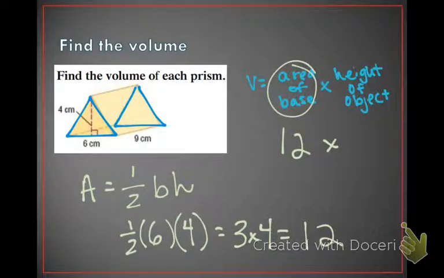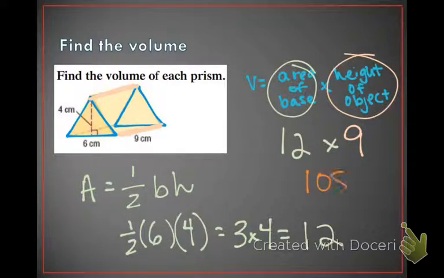And then the height is what pushes those two triangles apart. So what do we think the height is going to be here? 9. So it'd be 9. So 12 times 9 is 108 centimeters cubed.